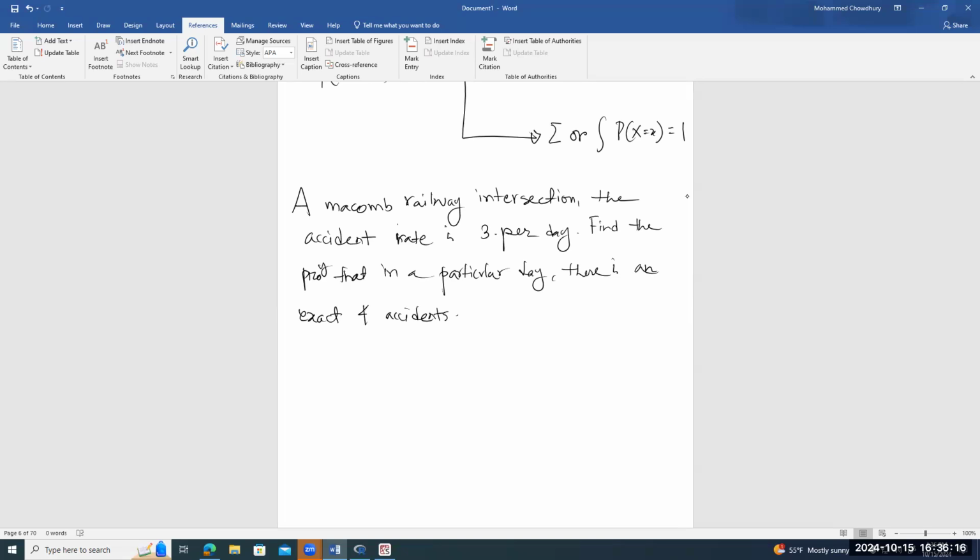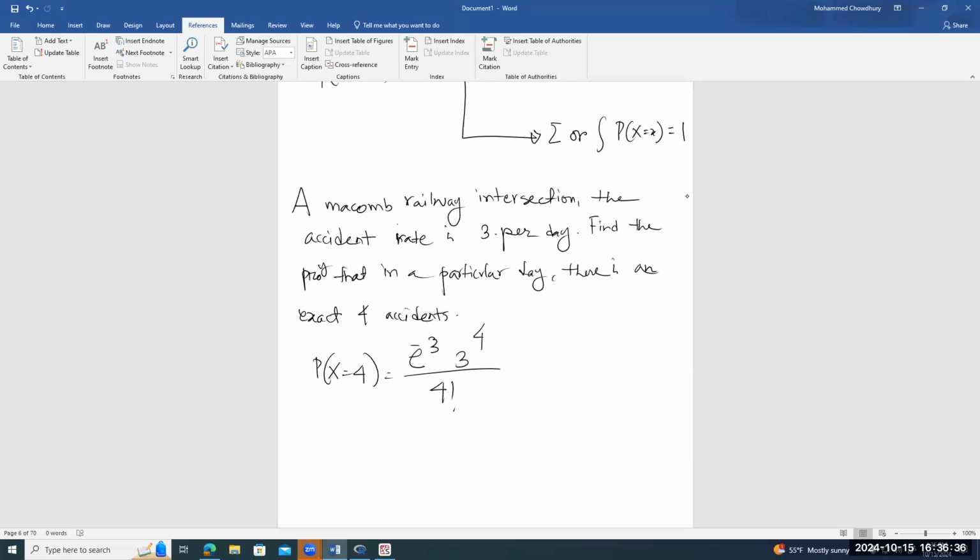How many? 4. So I can write probability of x equal to 4, then e to the power minus lambda, where lambda is equal to 3, lambda to the power 4, divided by 4 factorial. Okay? That's the way you can solve it.